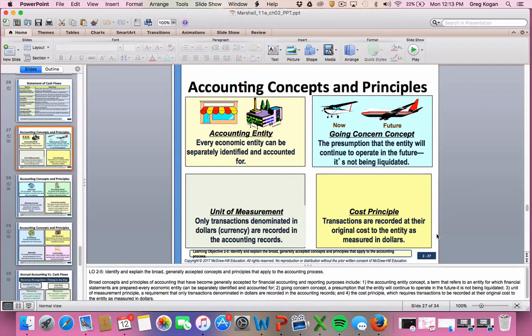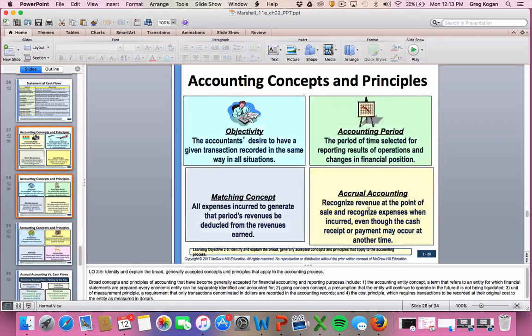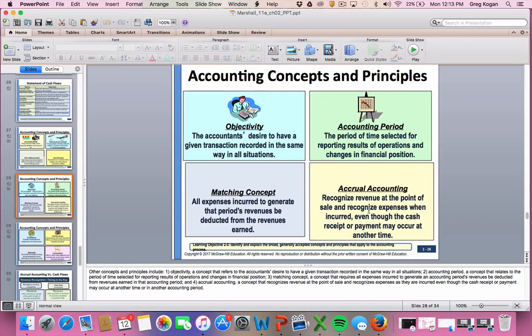Cost principle: transactions are recorded at the original cost to the entity as measured in dollars. So this is a key concept that says cost is recorded at purchase price. Objectivity, the accountant's desire to have a given transaction recorded in the same way in all situations.